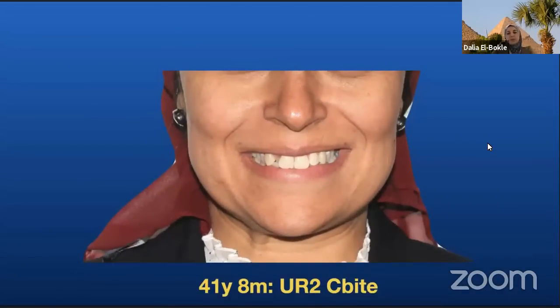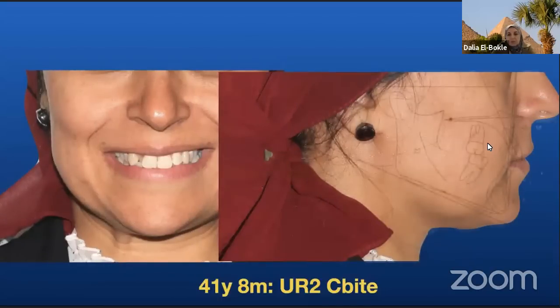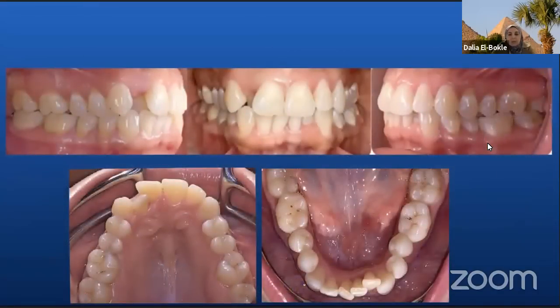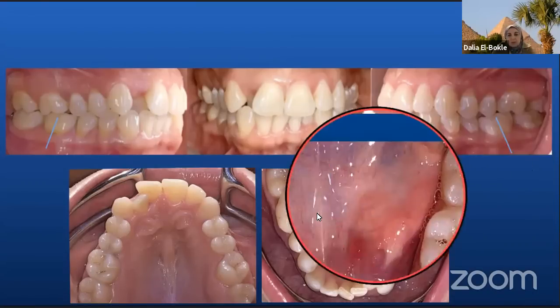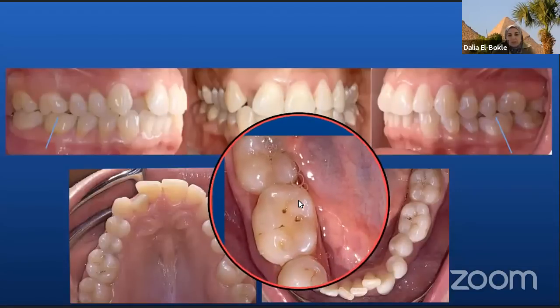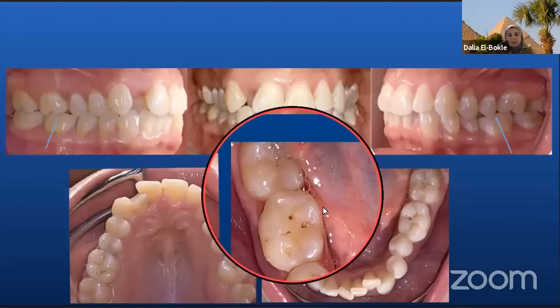This case was 41 years, 8 months old, complaining of a crossbite of the upper right lateral incisor. She had a nice profile to start with. And looking at her occlusion, you can see that the lower molars were mesially tipped, especially the one on the left side, this one here. And if you look at the occlusal photograph of the lower arch, you can see how big a marginal ridge discrepancy is present between the lower first and second molars.